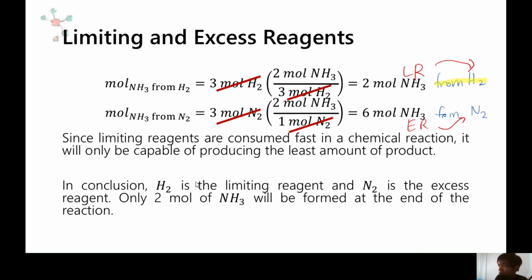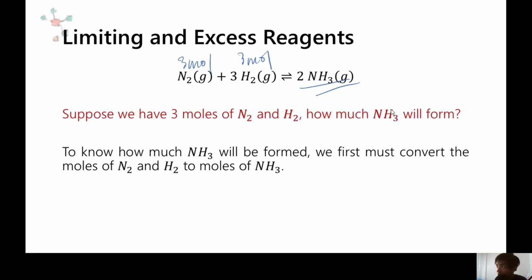So, in conclusion, H2 is the limiting reagent and N2 is the excess reagent. And in total, in theory, gano'ng karaming products yung mabubuo? Only 2 moles of NH3 will be formed at the end of the reaction. So, ibig sabihin, hanggang 2 moles lang ng products yung pwede magawa. Hindi siya pwede maging 3, 4, 5, 6. Bakit? Kasi nga, since ubos na yung H2 natin, the reaction will stop. So, naubusan ka na ng H2. So, hindi na yun tutuloy.